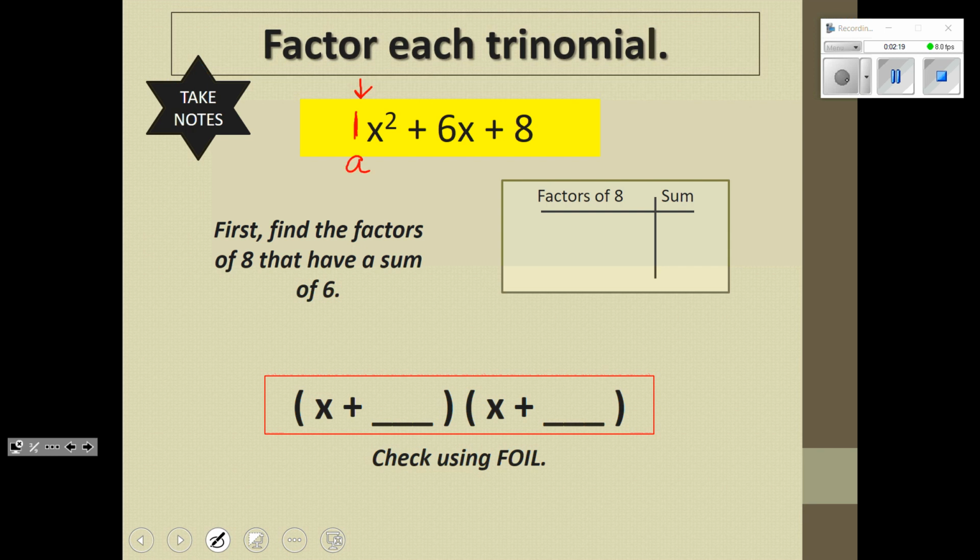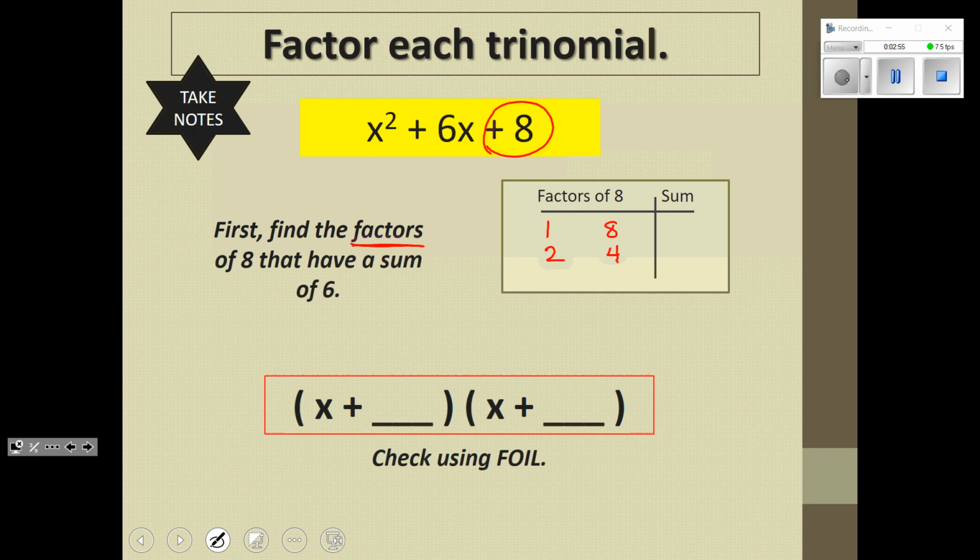The term in front of the x squared is called the a term. The term in front of the x is called the b term, and the one at the end that is the constant is called the c term. So I'll be referring to a, b, and c, and you will know what those letters refer to. What we want to do is look at this c term, which is a positive 8, and find factor pairs, numbers that multiply together to get 8, and list them. I can think of 1 times 8 and 2 times 4.